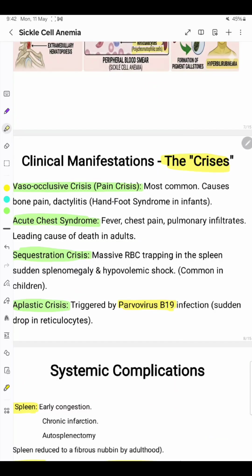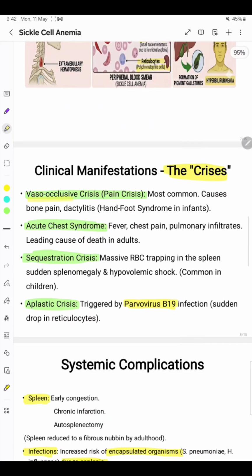Clinical manifestations, or the various crises seen in sickle cell disease. Very important is vaso-occlusive crisis. This is the most common and causes bone pain, dactylitis, also known as hand-foot syndrome in infants, and acute chest syndrome, which manifests as fever, chest pain, and pulmonary infiltrate. The leading cause of death in adults is acute chest syndrome.